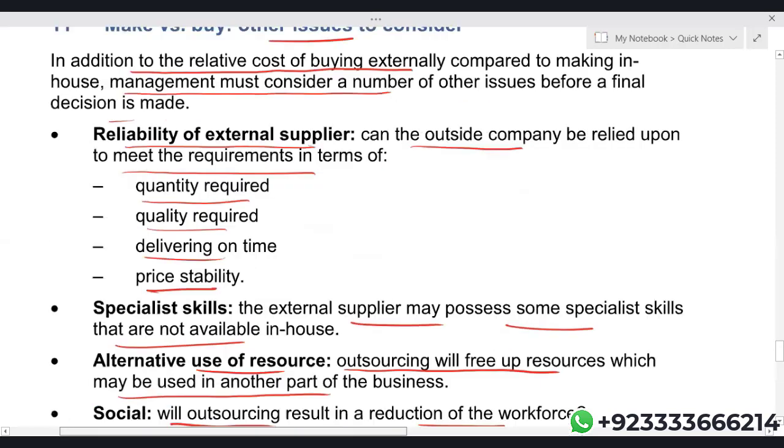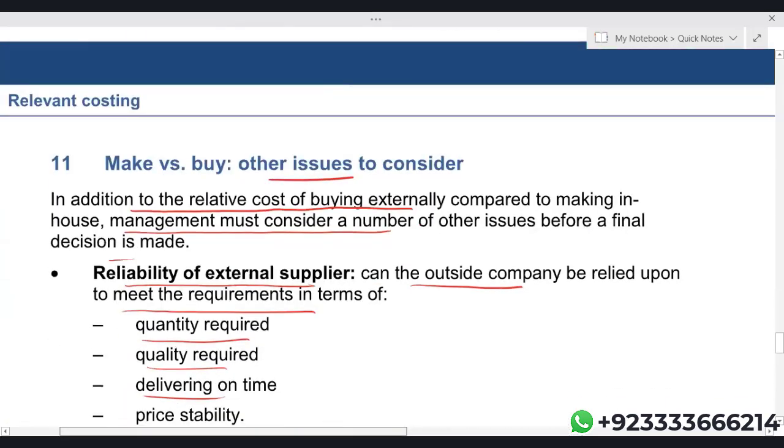So students, these make versus buy other issues are extremely important. So do try to read it again and memorize some of them. Inshallah, in the next class, we'll be discussing more on relevant costing.